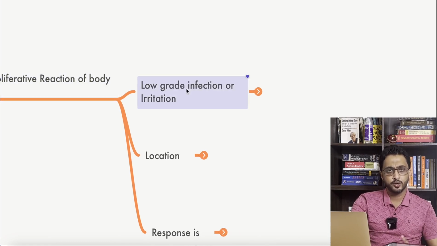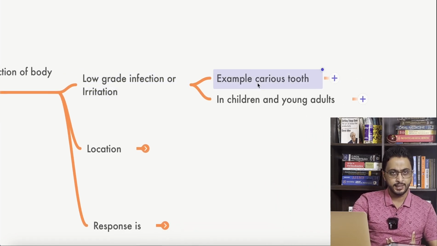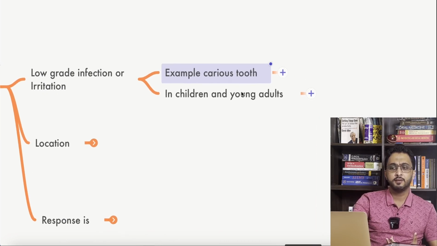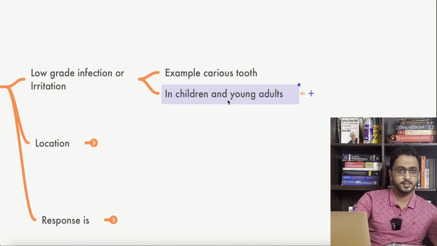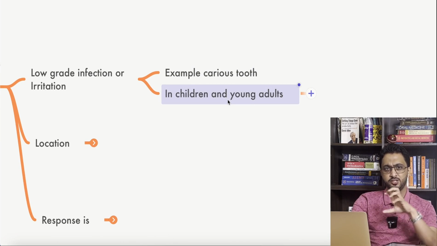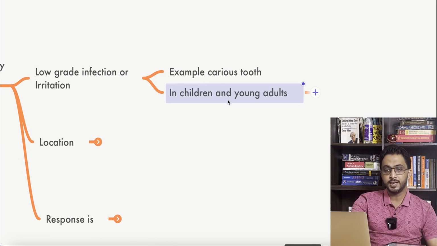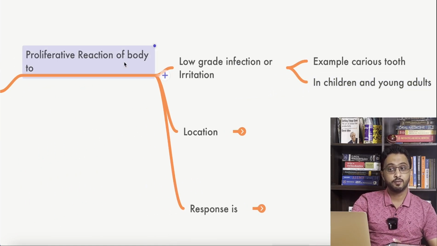So in response to what? To low grade infection or irritation. Low grade infection. It should definitely not be fractures. Like caries, okay, like the carious teeth on the mandibular teeth. And it has to be in cases of children and young adults, not like the case I told you. It has to be young children with good immunity, so that there is a proliferative response.